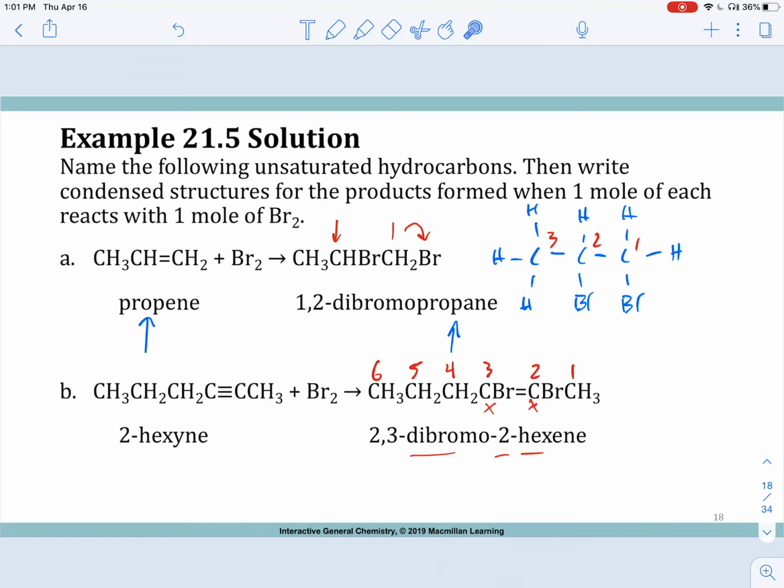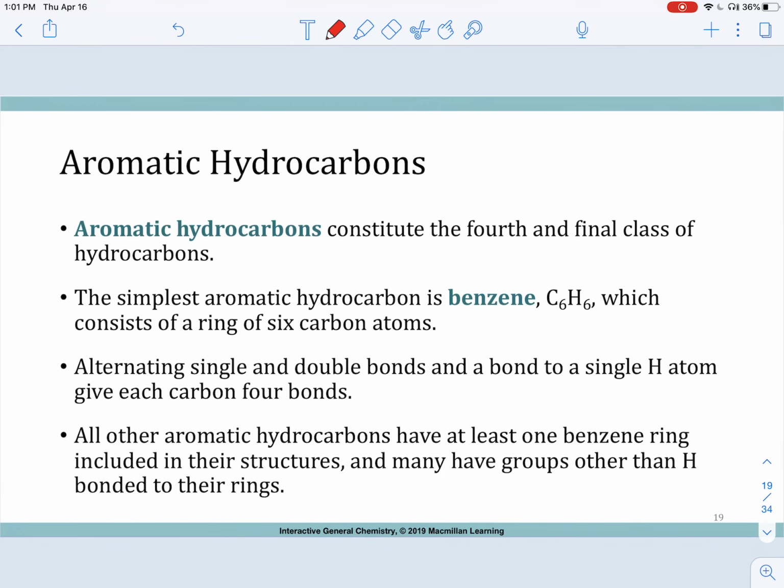Okay, I'm going to stop the lecture for part 1, and next time, part 2 of 21, where are we at now? 21.2? Correct. We'll start with aromatic hydrocarbons, and then we will finish off the rest of the chapter looking at how those react as well. So I'll see you guys next time for part 2 of section 21.2.